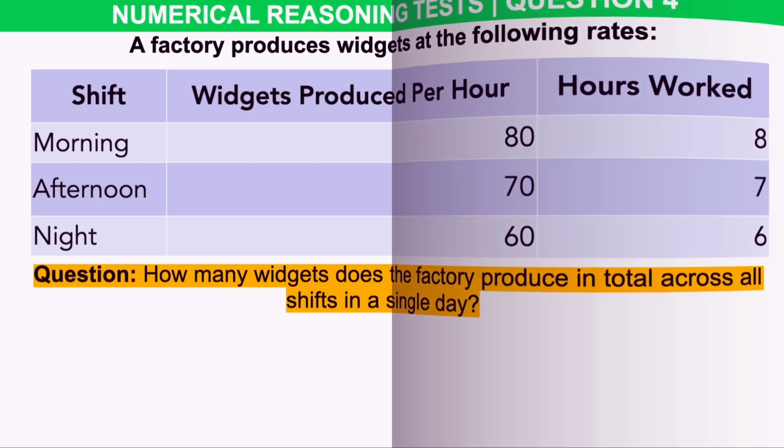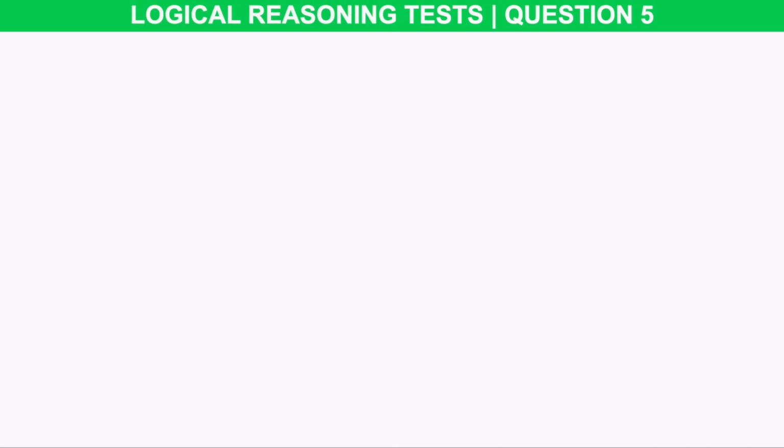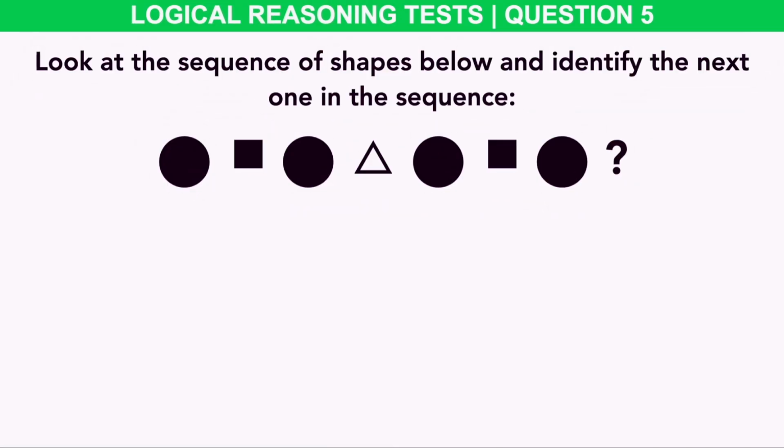You're doing great. Let me know your answer in the comment section below for marking. Now let's tackle logical reasoning, another popular pre-employment test type. This involves identifying patterns, sequences, and logical rules. Here is an example question. Look at the sequence of shapes below and identify the next one in the sequence.